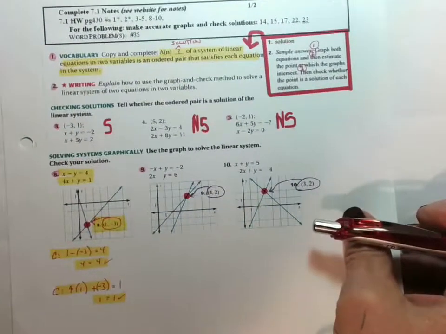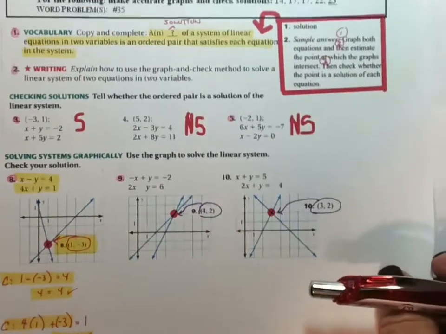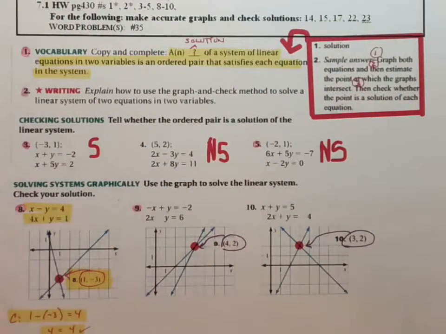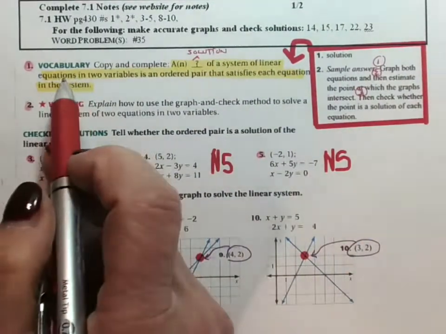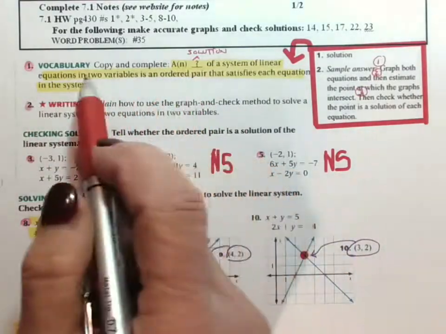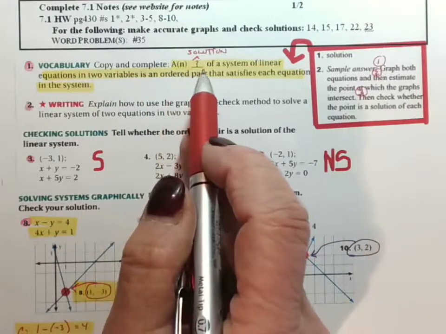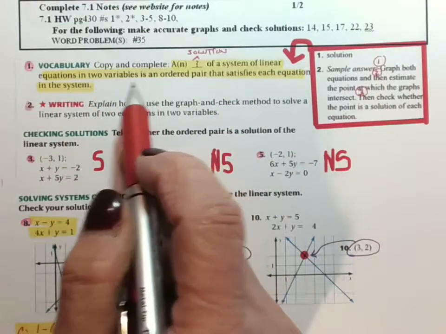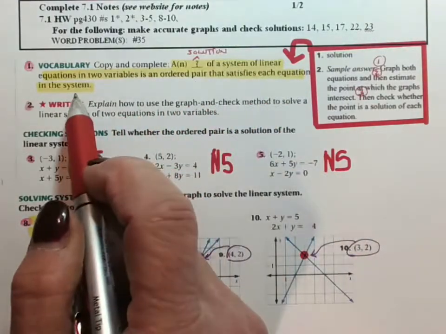Make this a little bit bigger. Okay. So you had to do problem number 1, right? And you are to write out the complete sentence. So the answer you should have here is a solution of a system of linear equations in two variables is an ordered pair that satisfies each equation in the system.